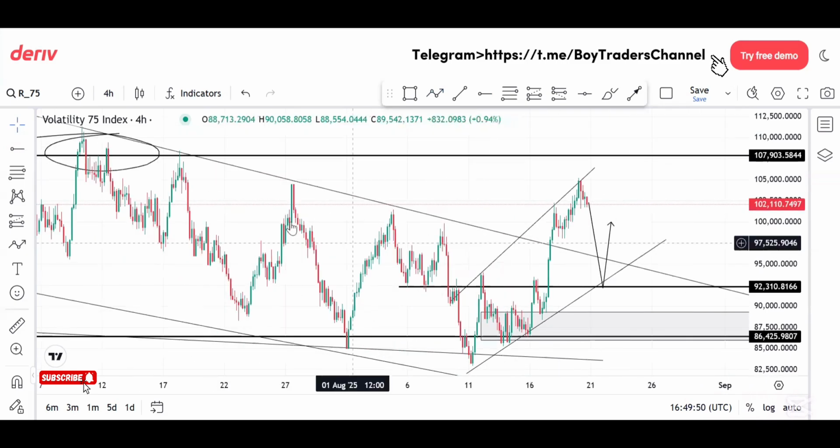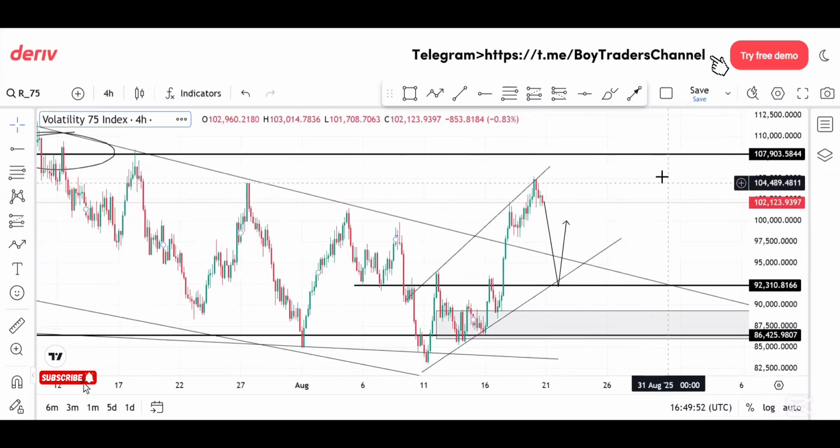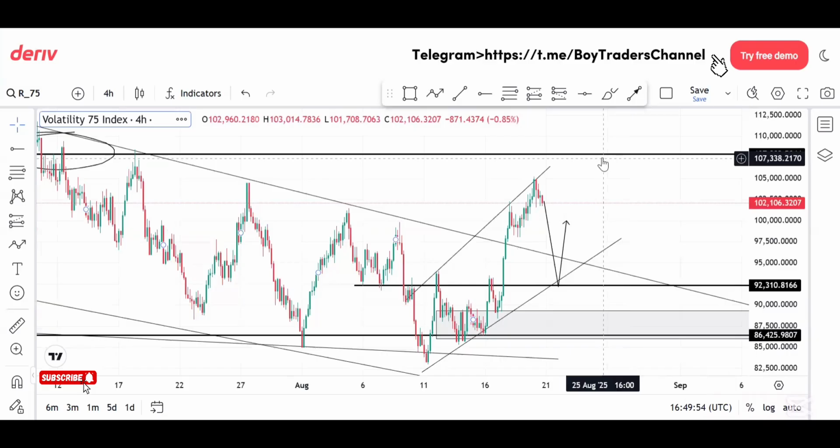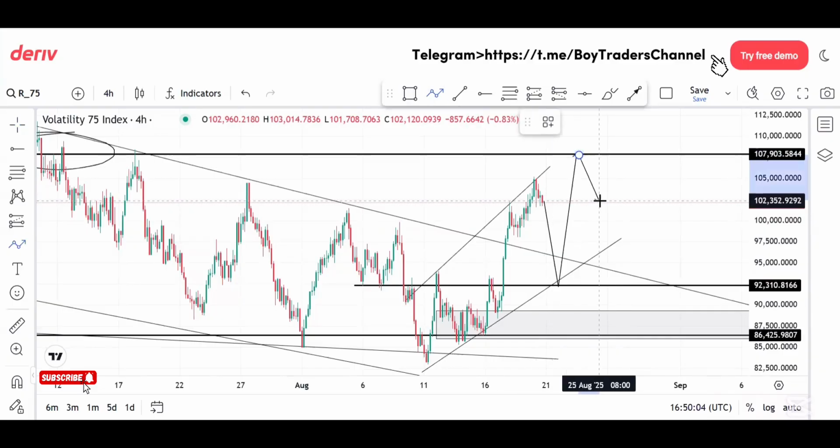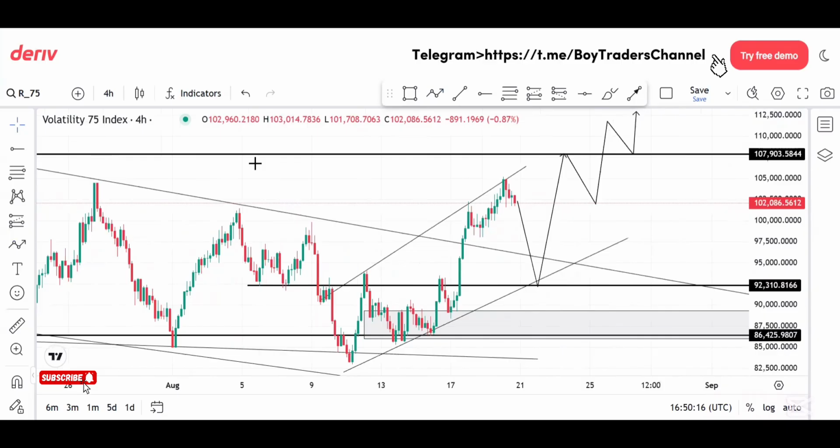But we should have this level in mind, the level of 107,903, a level that price could get to as a potential rejection level. We could see price reject from this level, give a move of this kind, retrace, then we can now see a breakout. If the bullish momentum is strong enough, then we could get the breakout to the upside. So nothing clear at the moment. We don't have anything to expect of the market at the moment. We just have the bullish formations coming into place.